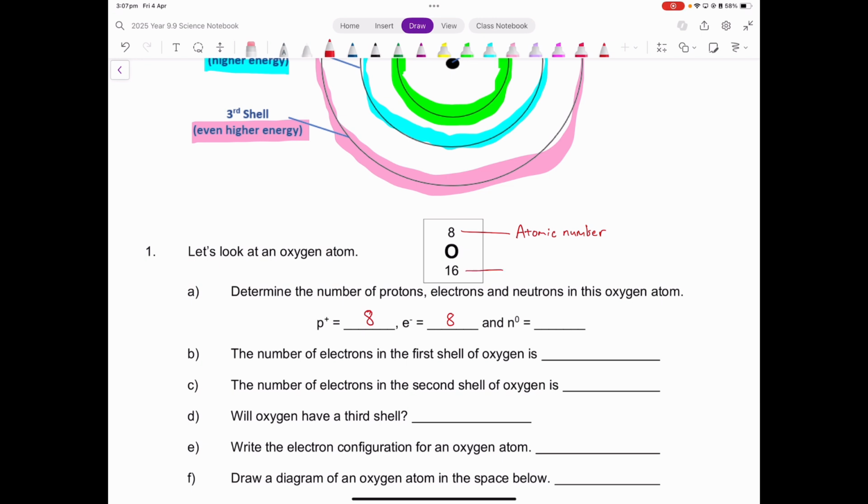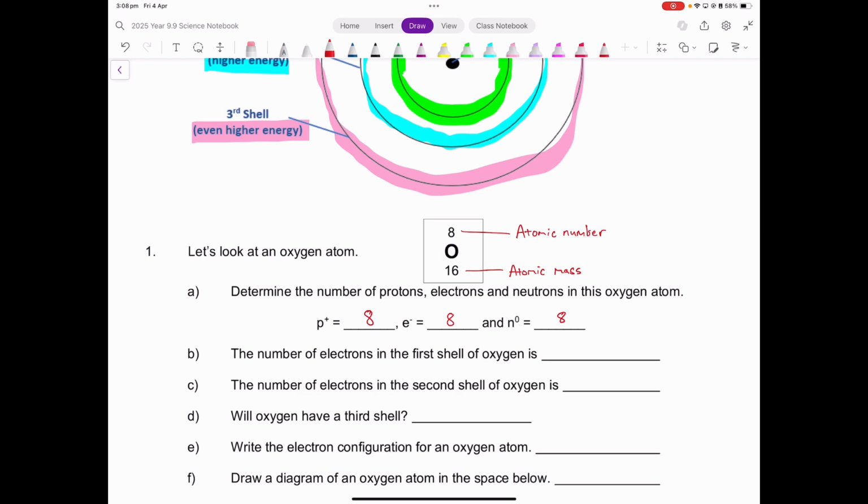What does this number down the bottom represent? The mass. So this is the atomic mass. And as you may remember from a few lessons ago, the number of neutrons is equal to the mass take away the atomic number. So in this case, if we look at the mass, 16 minus 8 gives us how many neutrons? 8.